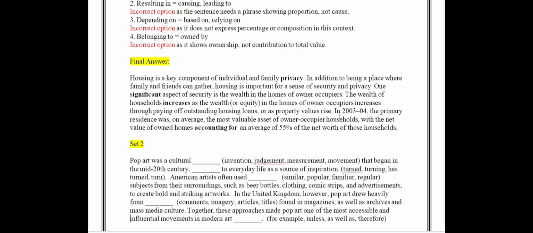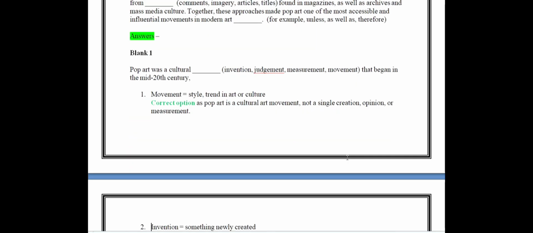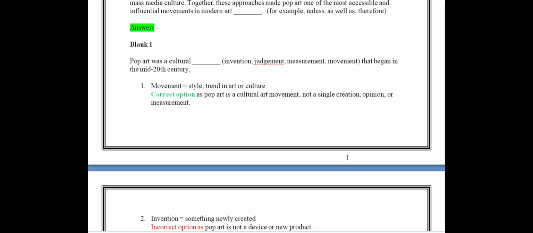In 2003-2004, the primary residence was on average the most valuable asset of owner occupier households, with the net value of owned homes accounting for an increase of 55% of the net worth of those households. Everything sounds very nice. We have learnt almost the majority of the context. Now, let's see the next one, set 2.